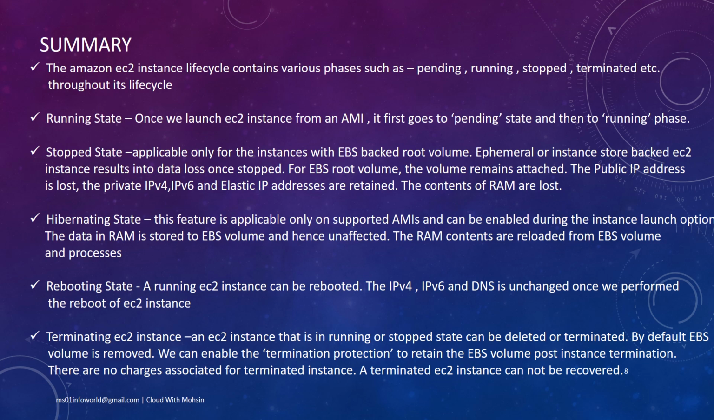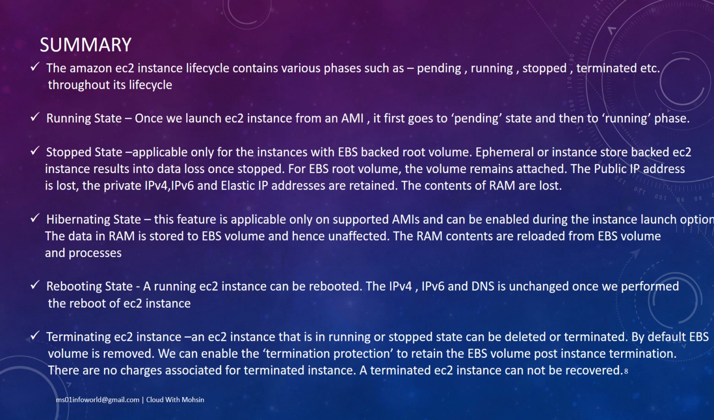They are resumed at the point they were at before, unlike in the stopping state where the processes are killed, either gracefully or in other ways, and started from the beginning. That is not applicable in the hibernating state. Then we also discussed what happens in the rebooting state. Rebooting is a way we can reboot an operating system. A running EC2 instance can be rebooted, and after rebooting it goes to the rebooting state and again turns to running state. In this phase, the IPv4, IPv6 and DNS are changed once we perform the reboot operation.